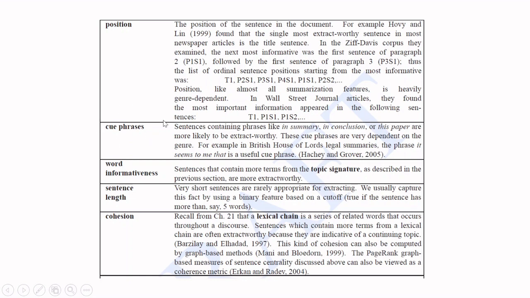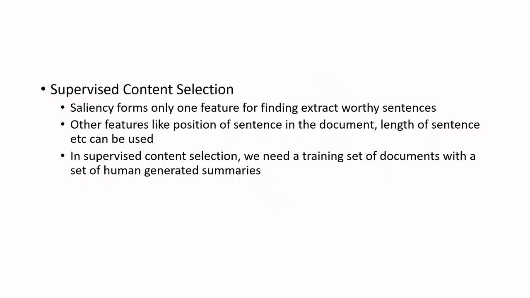Similarly, there are cue phrases like in summary, in conclusion, where a very important part of a particular document will be written in association with these cue phrases. So, depending on that, there are different features like sentence length. Very short sentences are very rarely appropriate for extracting, as they don't have much information in them. So, all these features can be used for supervised content selection.